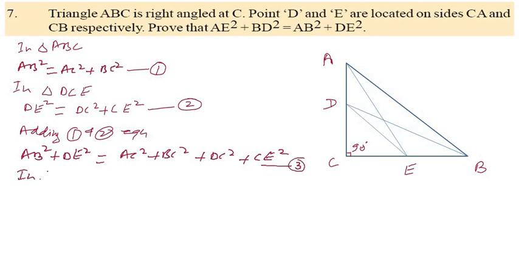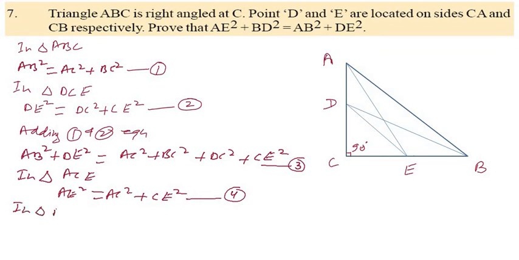Now in triangle ACE, AE square is equal to AC square plus CE square. Equation number 4. Now in triangle DCB, BD square is equal to CD square plus BC square, and that is equation 5. Adding 4th and 5th.